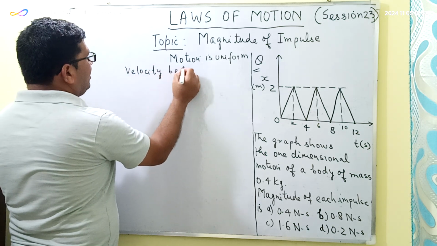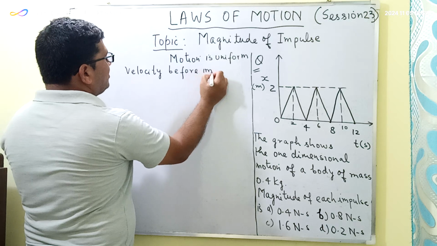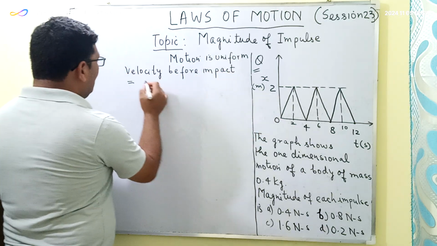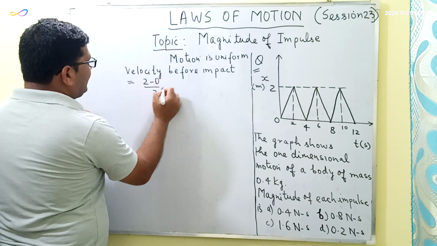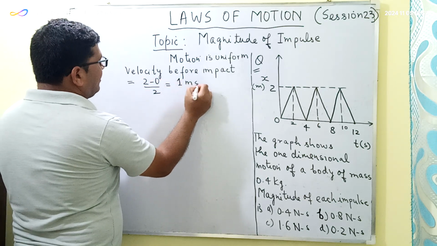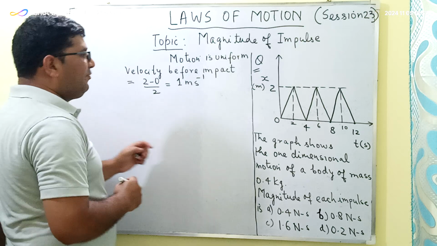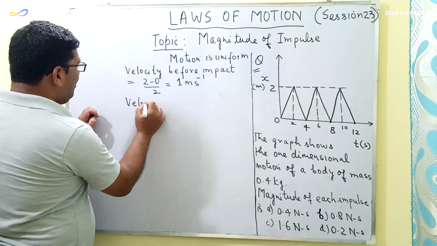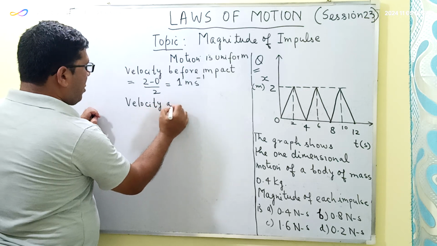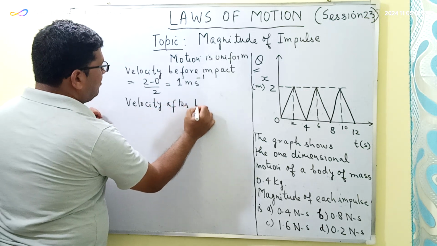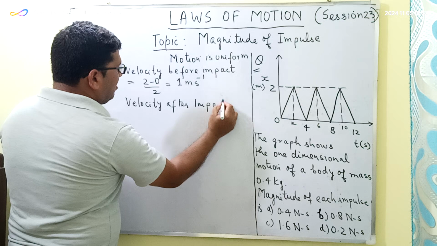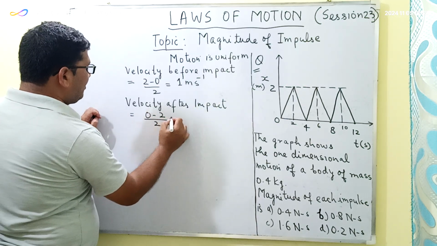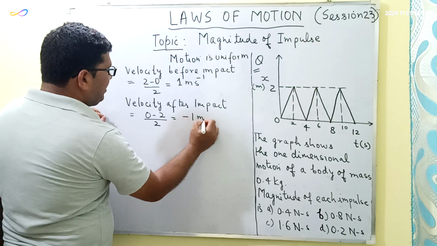Velocity before impact is equal to 2 minus 0 divided by the time interval. This is equal to 1 meter per second. Second, we will be finding the velocity after the impact. So the velocity after the impact will be equal to 0 minus 2 divided by the time interval. So this is equal to minus 1 meter per second.